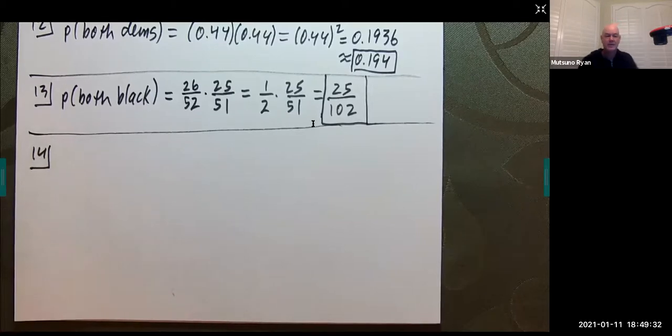Number 14, a bin contains 64 light bulbs, of which 10 are defective. Now, if 10 are defective, that means that of the 64, 54 of them work. If 5 light bulbs are randomly selected from the bin with replacement, so we're going to take it out, inspect it, it works or it doesn't work, then we're going to put it back in. Find the probability that all the bulbs selected are good ones. Round to the nearest thousandth if necessary.